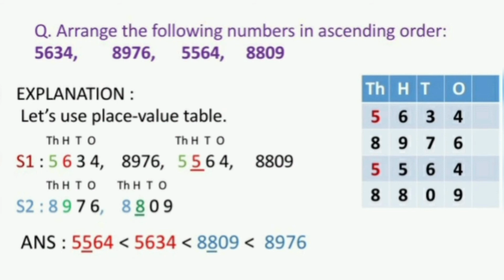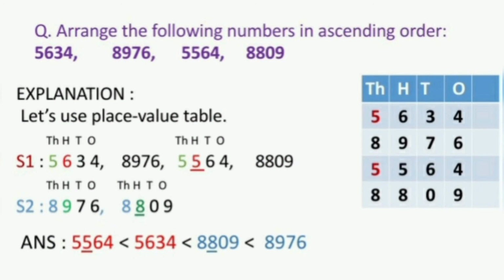5634, 8976, 5564 and 8809. So the first step, you will have to write the places, ones, tens, hundreds and thousands, and write the digits in appropriate columns. Now look at the digit in the highest place and find out the smallest of that.